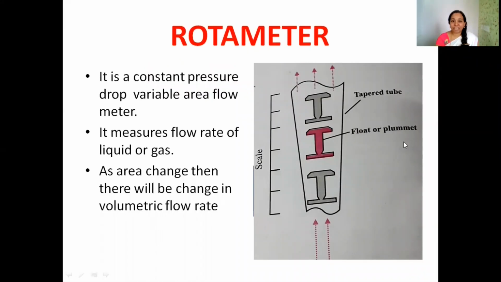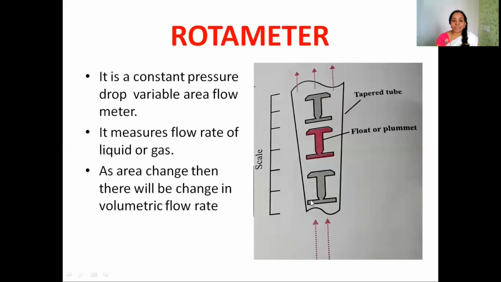Here you can see the figure of rotameter. Rotameter is a constant pressure drop variable area flow meter. It measures flow rate of liquids or gases. We can measure both the flow rate of liquid and gases. Here you can see a tapered glass tube, a transparent tapered glass tube that is a major part of our rotameter.